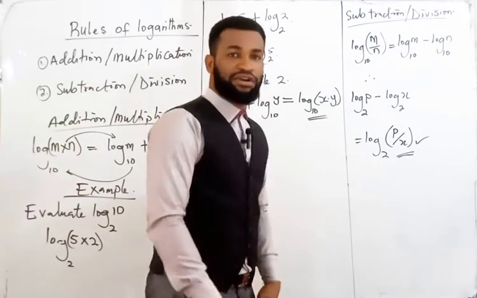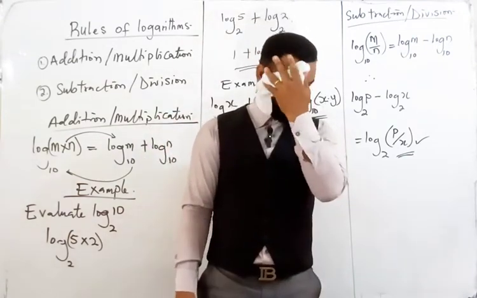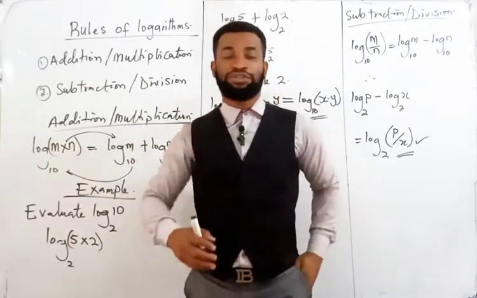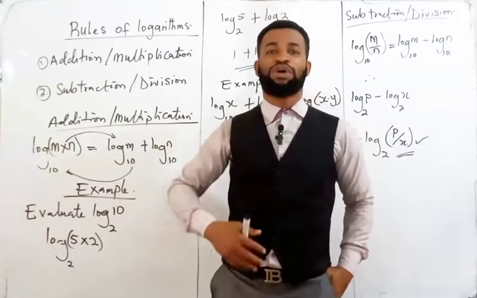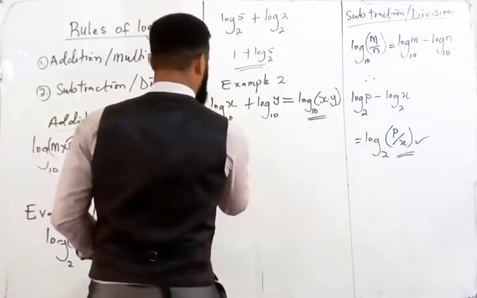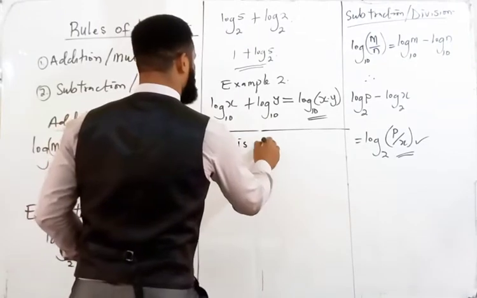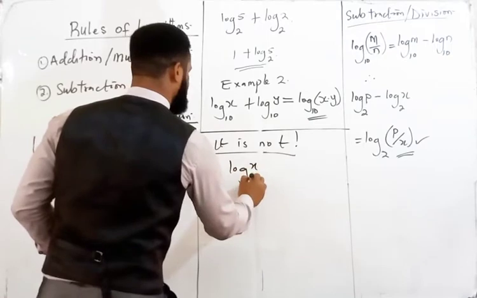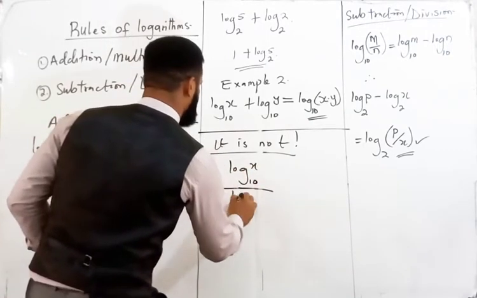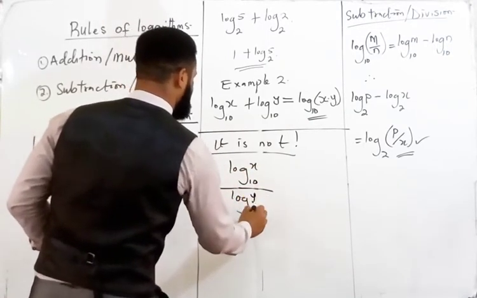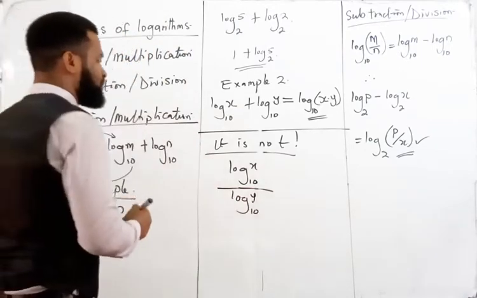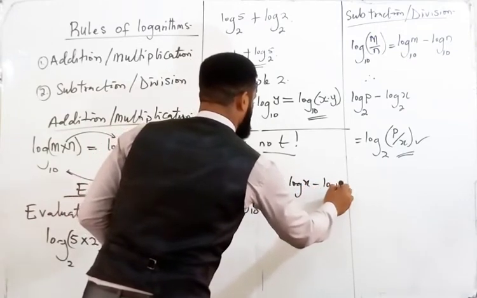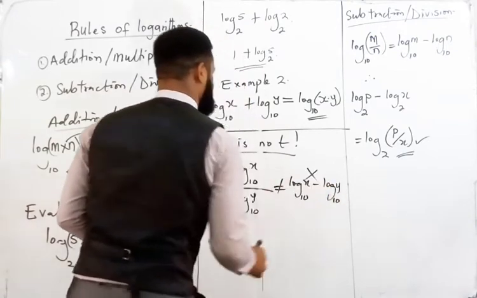Now, I have told you what these logs are, but let me tell you what they are not. However, if you have log x base 10 divided by log y base 10, this is not log x minus log y. Why? This is not what that means.